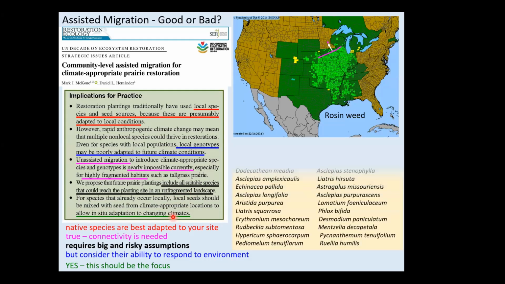Here's an example of what they want to do. They want to take rosinweed, which has this range right here. You can see the northern limit of the range is that purple line. They want to move it up to, again, they're planting up near Minneapolis, not at Minneapolis, but a little bit further south. And it's not just Silphium integrifolia. They've identified all of these species as species that don't occur in Minnesota now. They're not native to Minnesota, but they're going to move them to Minnesota because they think that's the right thing to do.